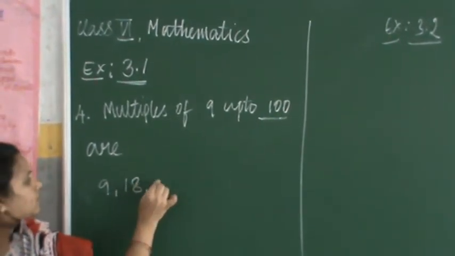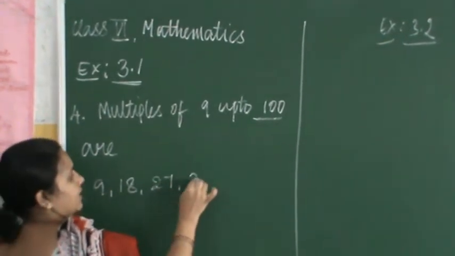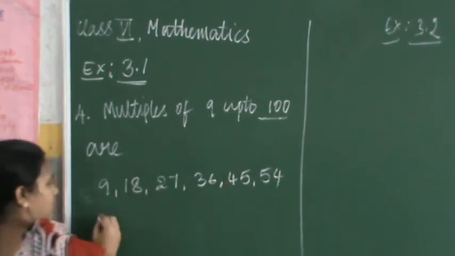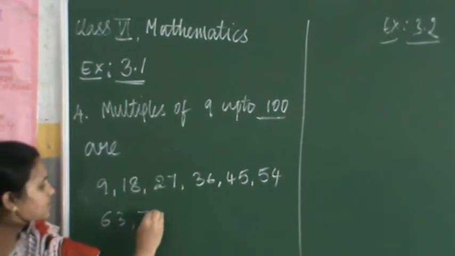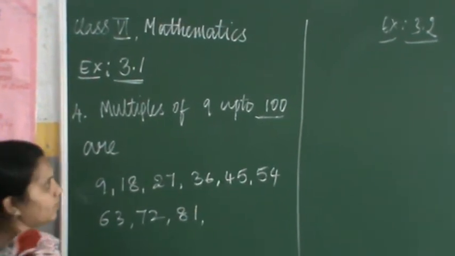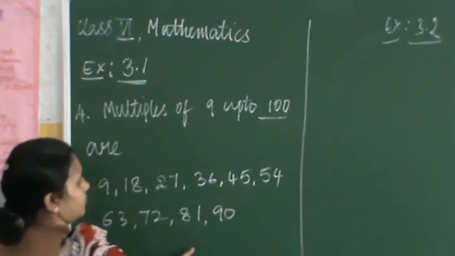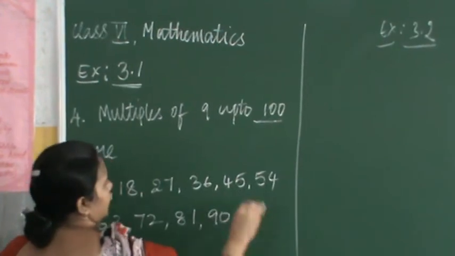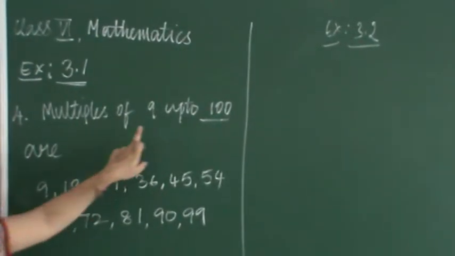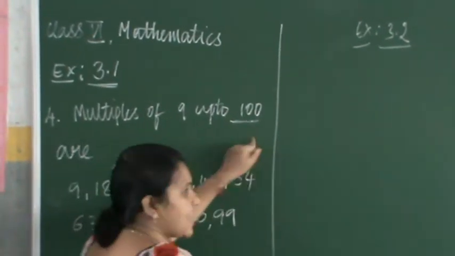9, 18, 27, 36, 45, 54, 63, 72, 81, 90, 99. These are all the multiples of 9 up to 100 only that is being asked.